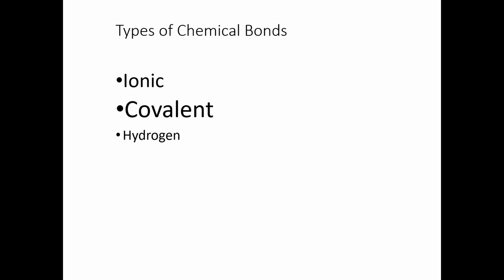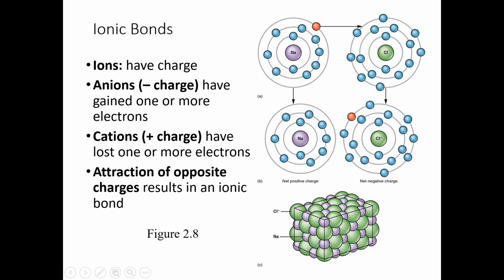Chemical bonds now. There are three types of chemical bonds: ionic, covalent, and hydrogen. Covalent is right here in large font because they are the strongest chemical bonds. Ionic are medium strength bonds, and hydrogen bonds are the weakest ones. We are starting from medium strength ionic bonds.